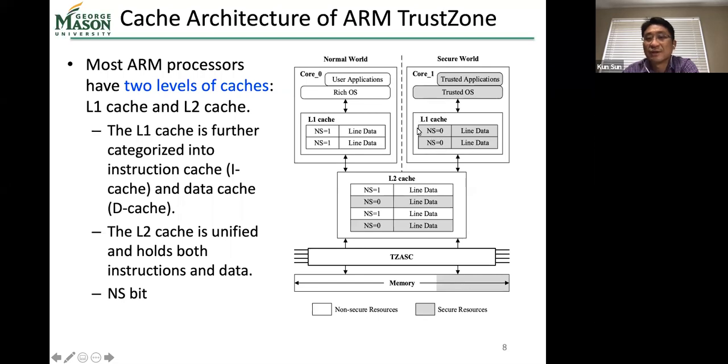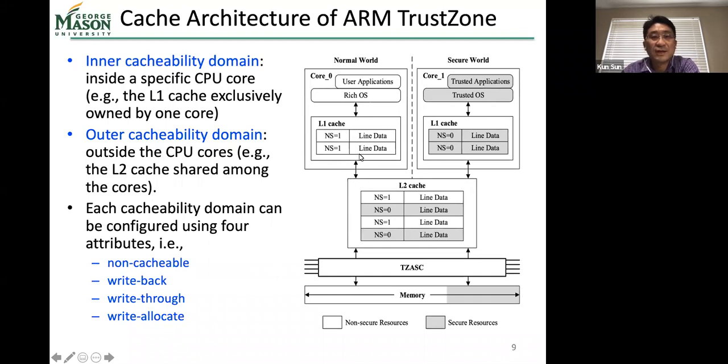In the level 1 cache, when it's being used by the secure world, all those cache lines are marked as 0, because it's all occupied by the secure world. But in the level 2 cache, some cache lines are marked as 1 and some as 0, meaning some are used by the normal world and some by the secure world. There's also the TrustZone Address Space Controller, TZASC, which mainly focuses on protection and isolation of the RAM memory.